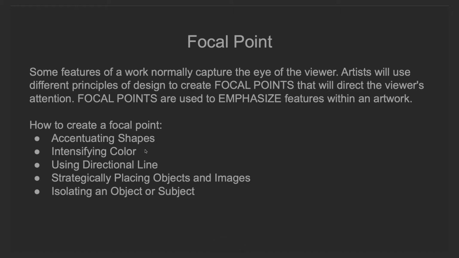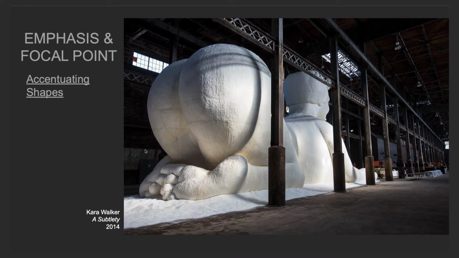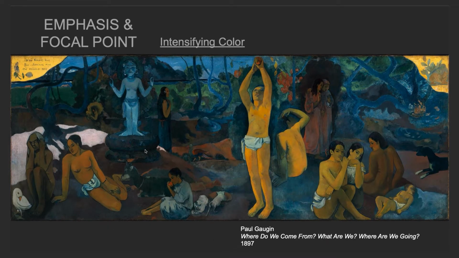There are different methods for creating focal points. One of the methods is accentuating shapes. Another method is intensifying color. The focal point of this painting is the person in the middle that has the most saturation. It's where the most saturation is in the painting. So your eyes are drawn towards the middle.